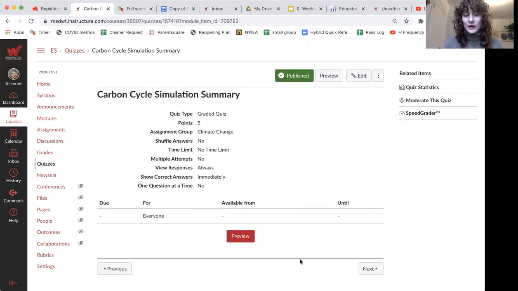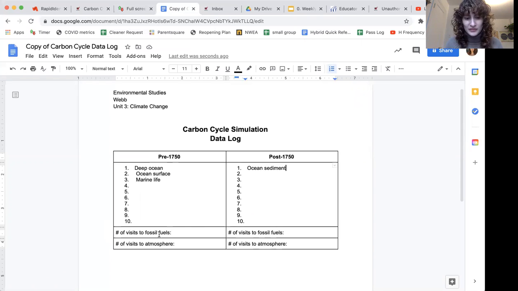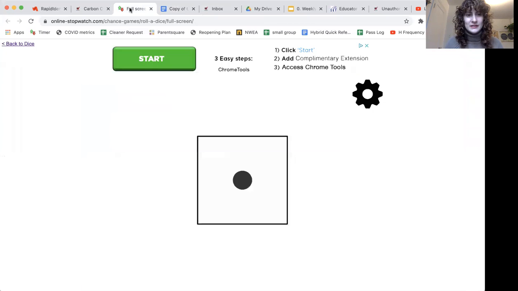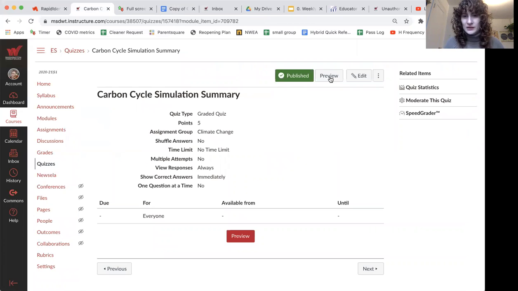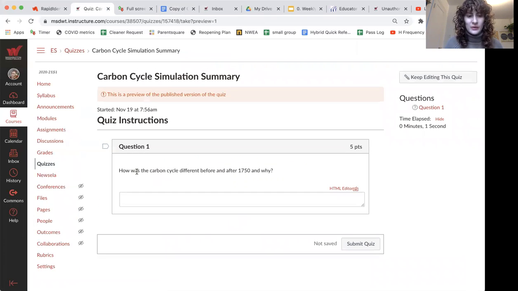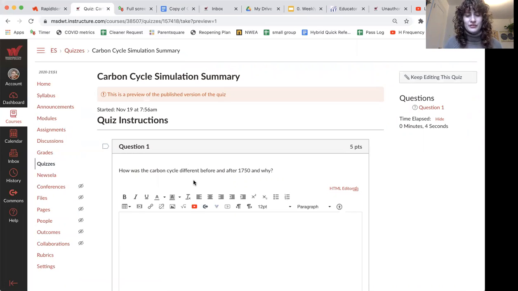And there is a summary question, so I want you to look at your own results. You should look at the number of visits to the fossil fuels that you got, the number of visits to the atmosphere, and then how it changed over here. And I want you to just use that to answer this question. So there's one question here, a summary question. How was the carbon cycle different before and after 1750, and why? And please remember to use words such as the Industrial Revolution, and especially fossil fuels and atmosphere. All right, good luck.